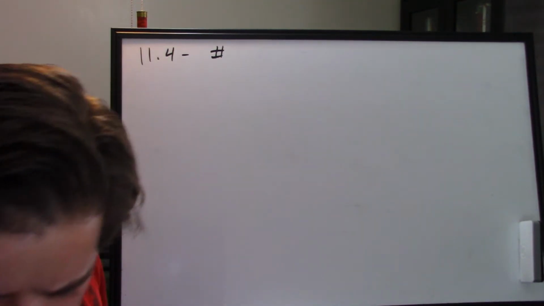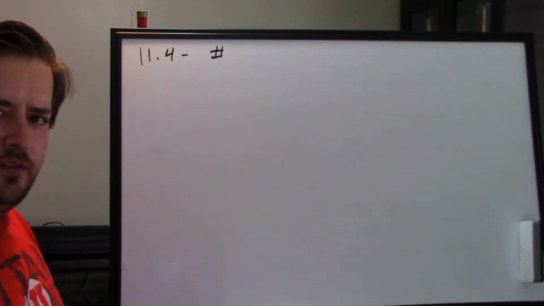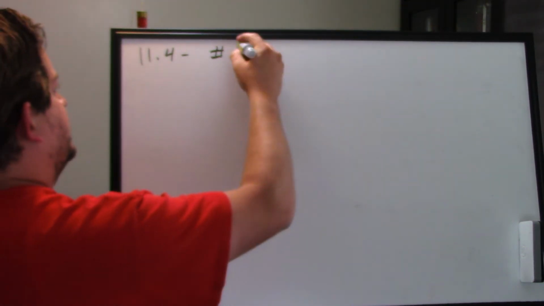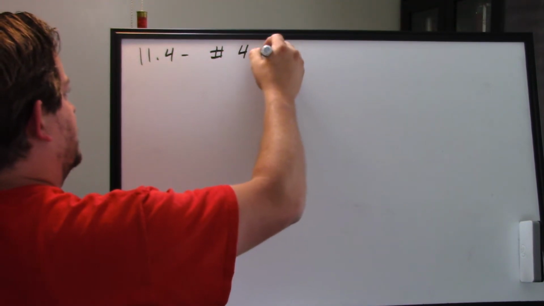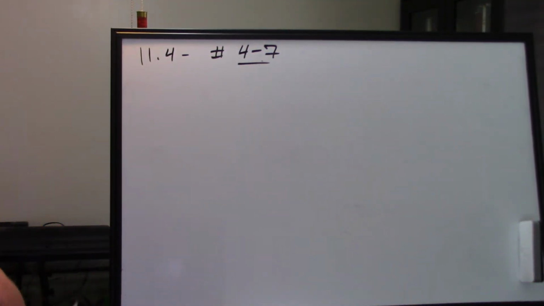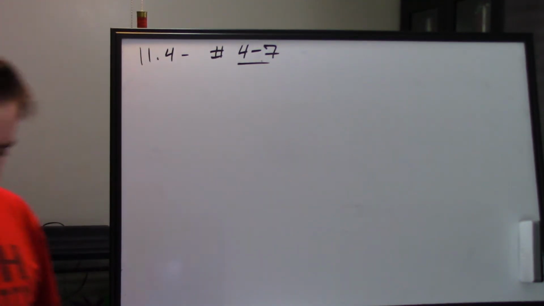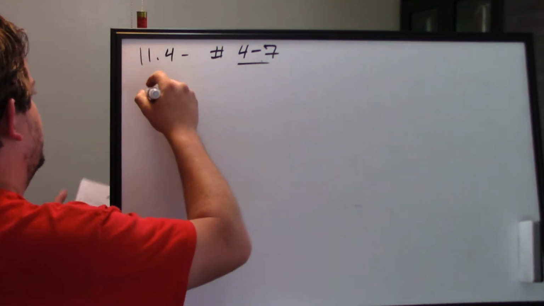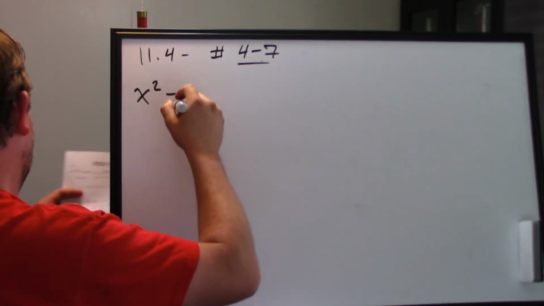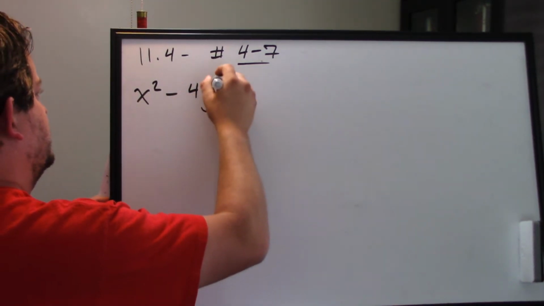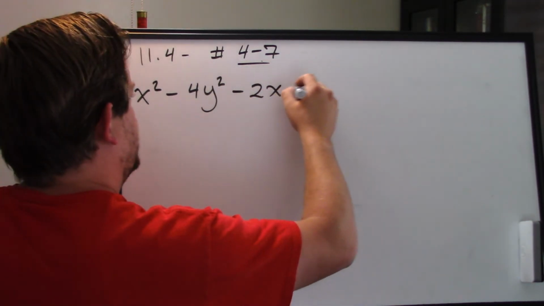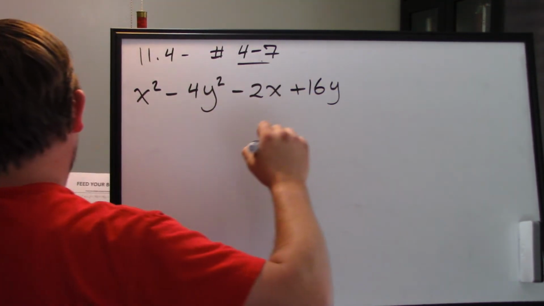The next one was one of those ones where it gives you an equation and they have 5 or 6 questions about it. So that's, I think, 4, 5, 6, and 7. And the equation is x squared minus 4y squared minus 2x plus 16y equals 20.